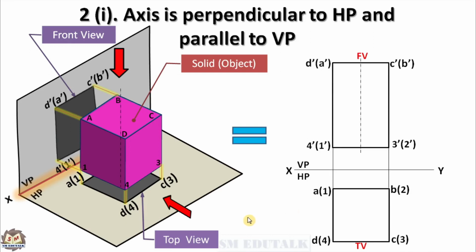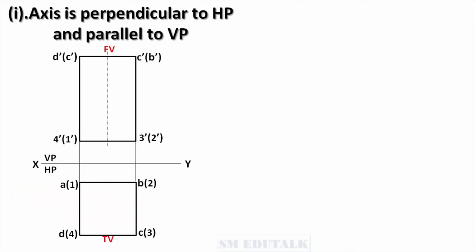As usual, we have to start the drawing from where you find the true shape of the object. The true shape of the square prism is square. Here, you can find the square in top view. Hence, the top view should be drawn first and it is projected upwards above the XY line to get the front view as a rectangle. So far, we have seen the first supposition, that is, axis is perpendicular to HP and parallel to VP.